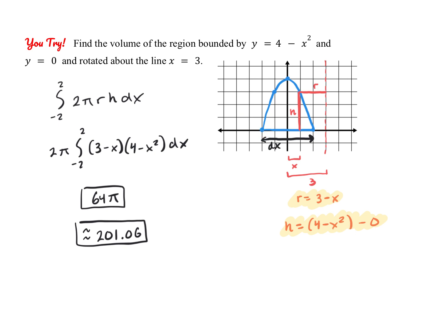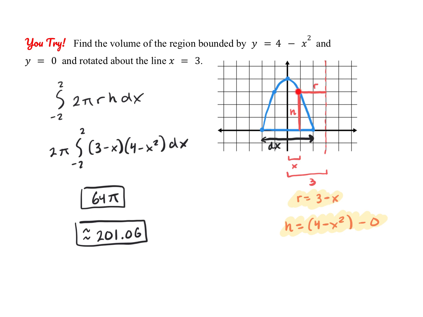All right, go ahead and check your work for this one. So here's my bounded region, and it's rotated about the line x equals 3. So you can see my cross section, my height is parallel to my axis of rotation, and we can define that as the quadratic minus the x-axis. So here's our height. I am sliding that cross section left to right, so I'm integrating with respect to x, so that means that, again, my height and my radius need to be with respect to x.